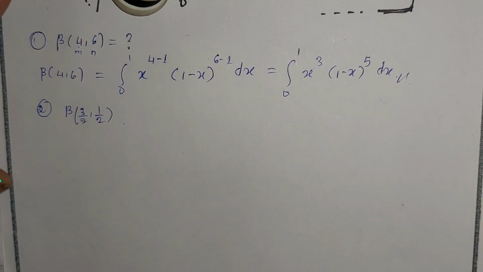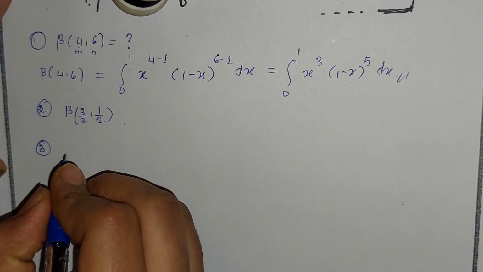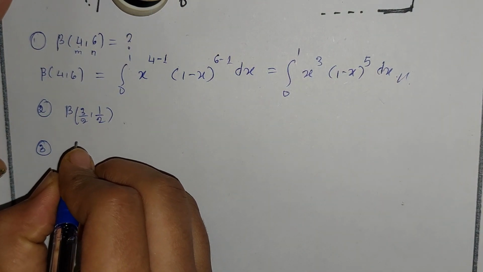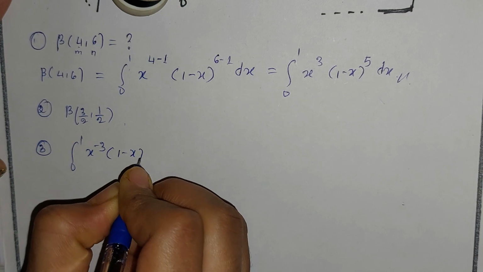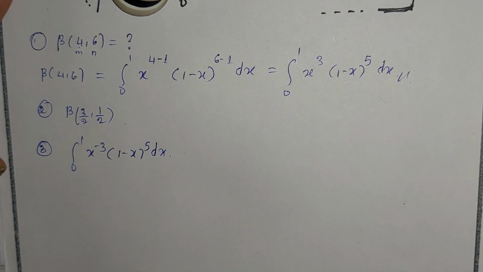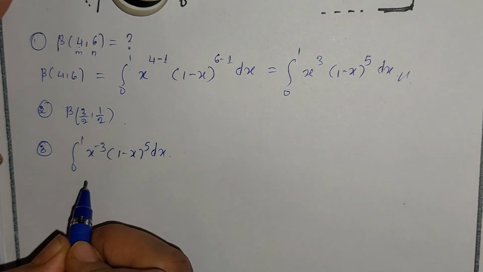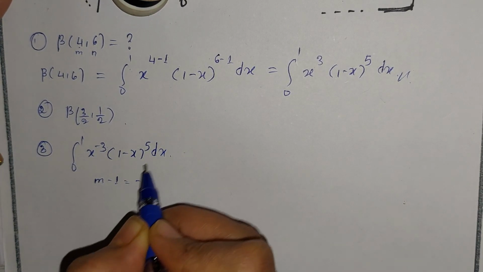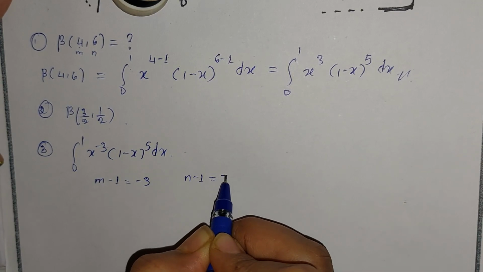Next, let me share this: write the beta function for the integration from 0 to 1 of x raised to minus 3 into (1 minus x) raised to 5 dx. What is the beta function of this? We know that m minus 1 is equal to minus 3, and n minus 1 is equal to 5.